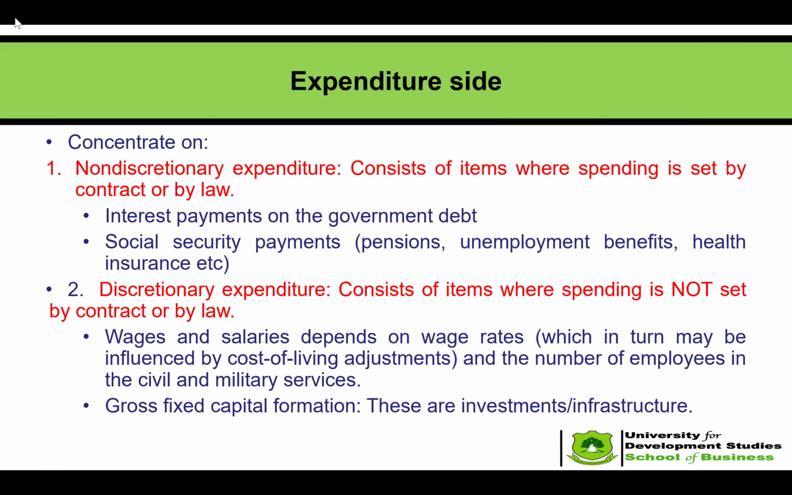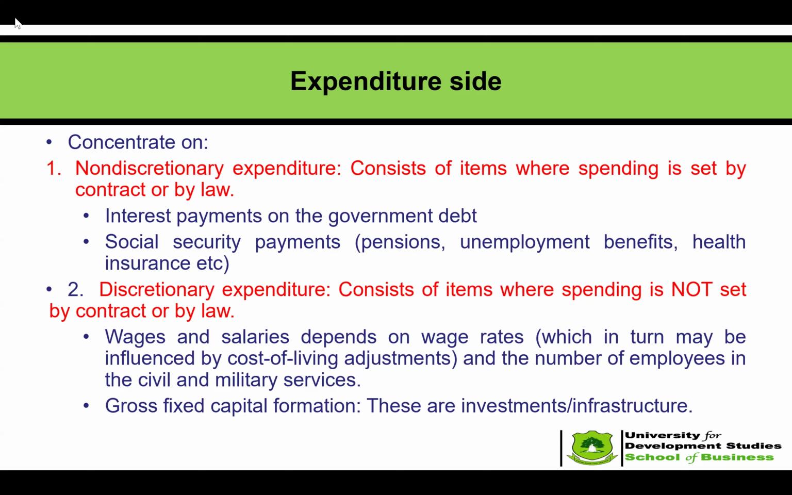Now, from the expenditure side, what will we be looking at? You can divide the expenditure into two: one, the non-discretionary expenditure, and two, the discretionary expenditure. For a typical budget, remember, we are still looking at the above-the-line items. On the non-discretionary expenditure items, we are looking at those expenditures that government cannot change without amending a contract or law. Whether you like it or not, those are the expenditures that we need to incur.